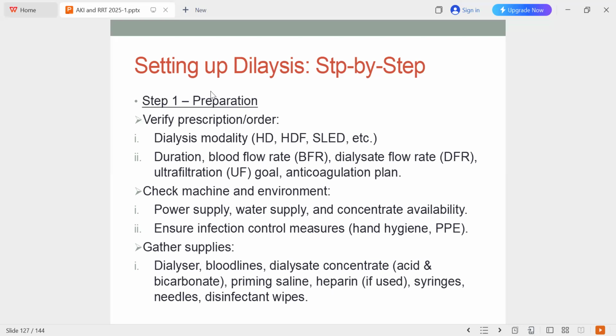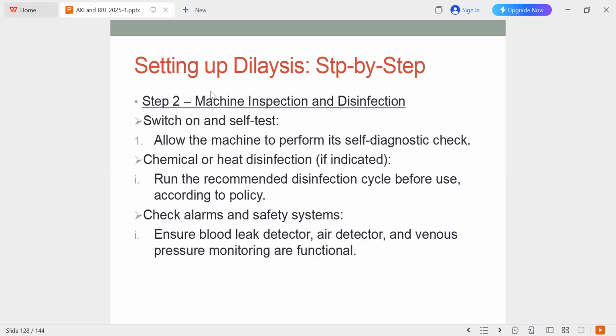Ensure infection control measures, hand hygiene, and your personal protective equipment. You want to gather your supply: the dialyzer, your blood lines, the dialysate concentrate, the priming saline, heparin if you're using it, syringe and needles. All of this you want to verify. So step 2, you want to inspect your machine and disinfection. The first thing, you want to switch on your machine and allow the machine to perform a self-diagnostic check, just like your anesthetic machine. You want to run the recommended disinfection cycle before use, either chemical or heat disinfection as indicated.